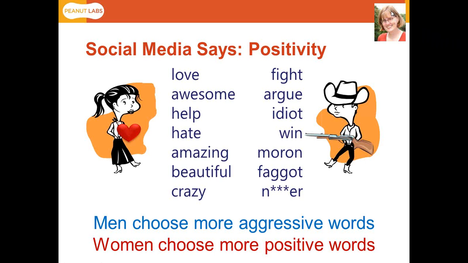Now, this does not mean that women don't use negative words and that men don't use positive words. It just means there is a slight tendency for women to use the positive words a bit more than men do. So when we're analyzing social media verbatims, we need to remember that men inherently use more negative words. We can't assume that men are more negative about something just because they say they dislike the product or service. Men are just naturally more negative to begin with.